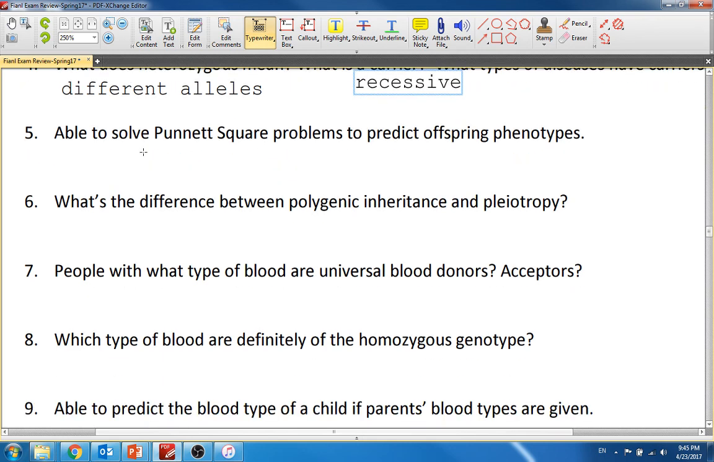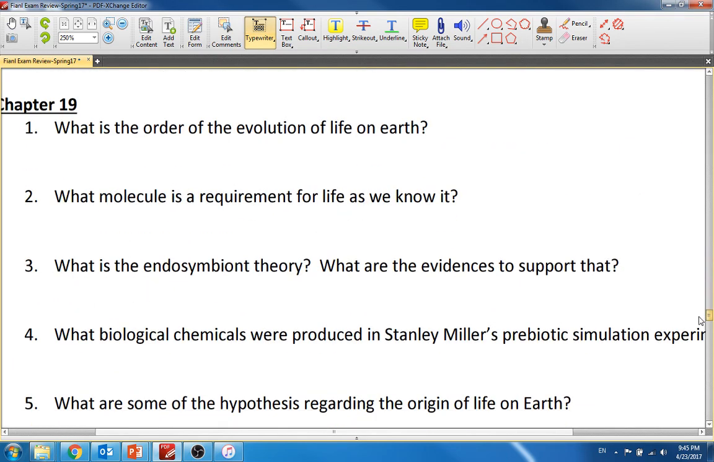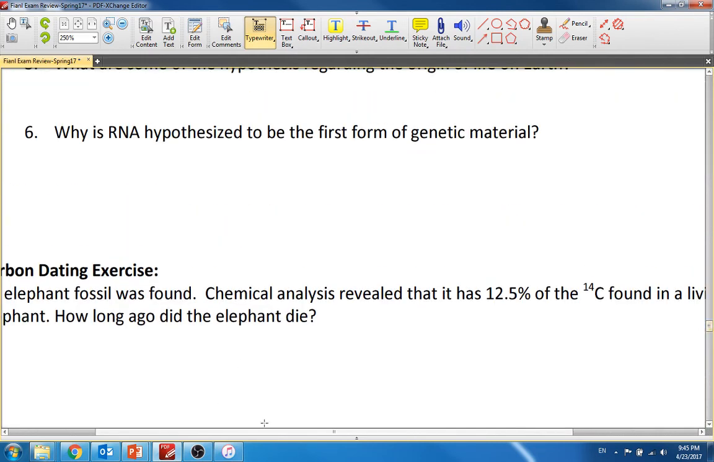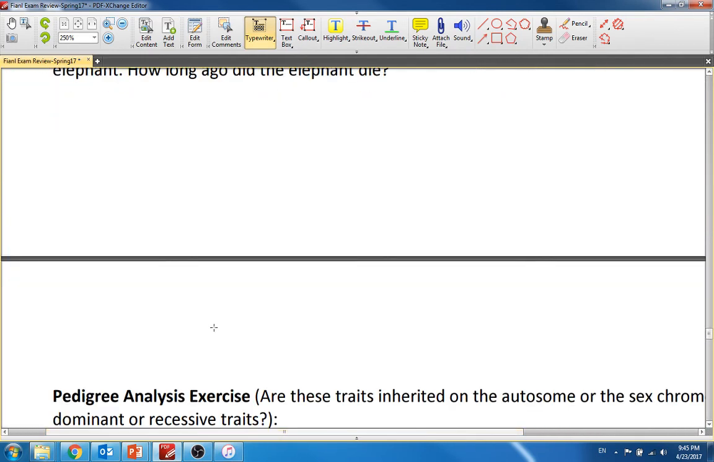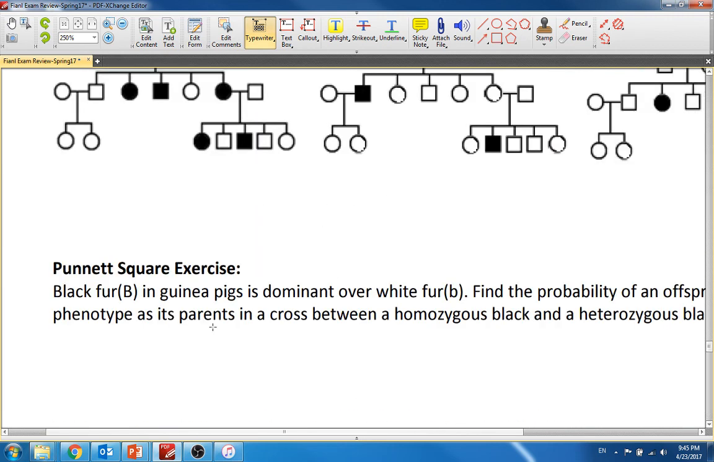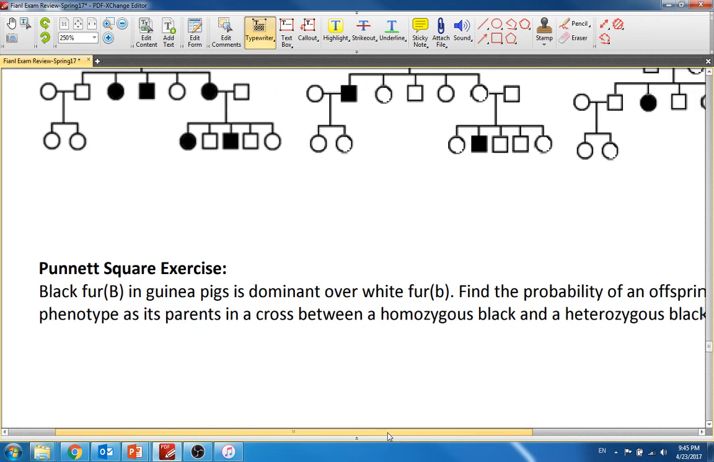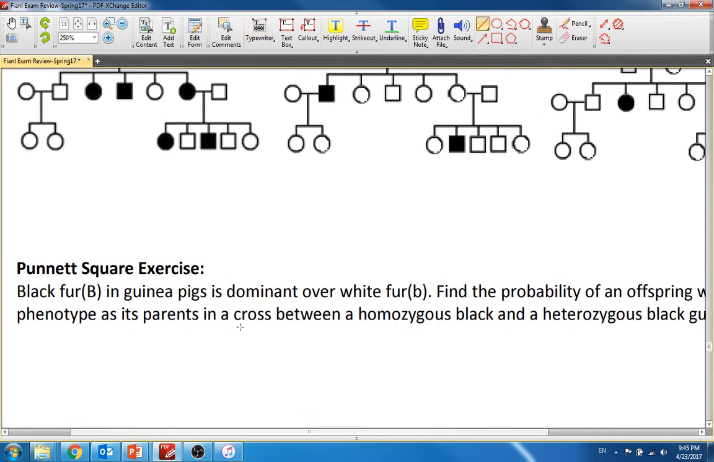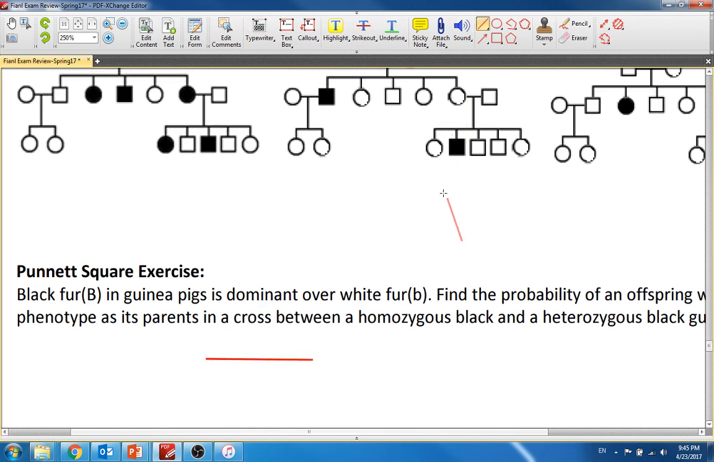Number 5, you should be able to solve Punnett square problems to predict offspring phenotypes. If you go all the way to the end of the slide, there is a Punnett square exercise. Black fur in guinea pigs is dominant over white fur. Find the probability of an offspring with the same phenotype as its parents in a cross between a homozygous black and a heterozygous black guinea pig. So it should be simple.